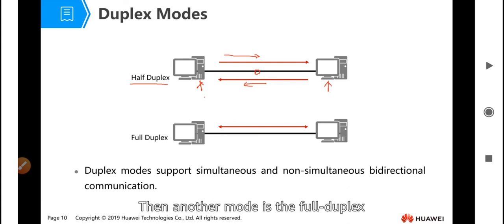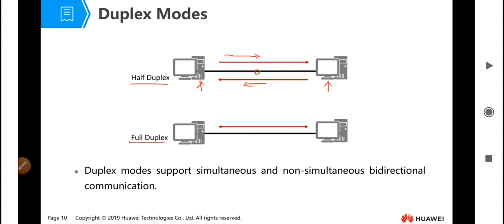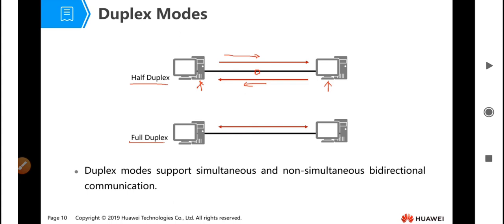Then another mode is full duplex. Full duplex means both sides can send out data at the same time. When the other side is sending, I can still send out data. That's full duplex. No collision will happen in a full duplex media.